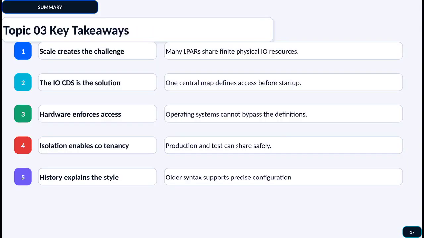The main takeaway is that the IOCDS exists because scale and isolation must be handled before work begins. Many LPARs may share one physical machine, but each one needs controlled access to IO resources. The IOCDS provides the central definition, and the machine enforces it. This is what allows production, test, and sensitive workloads to live on the same powerful platform without losing separation. Once you see it this way, the IOCDS stops feeling like just a configuration file and starts looking like the rulebook for safe shared computing.